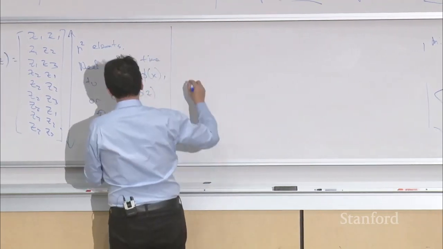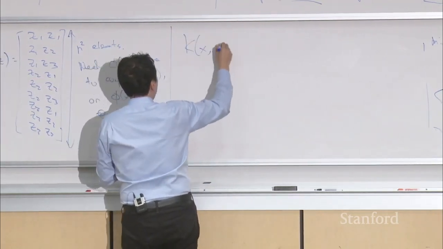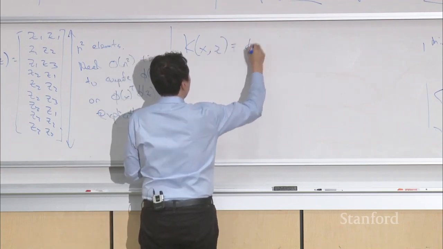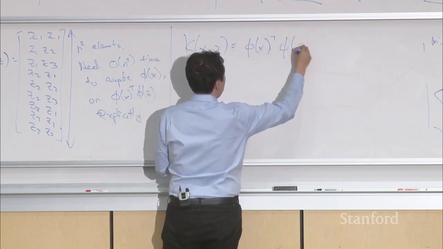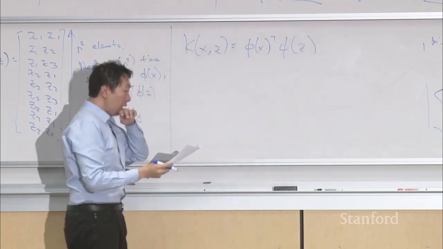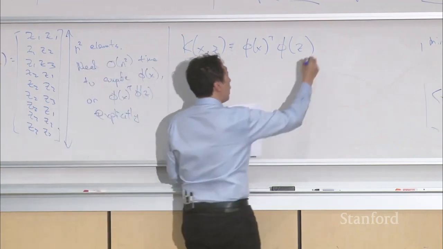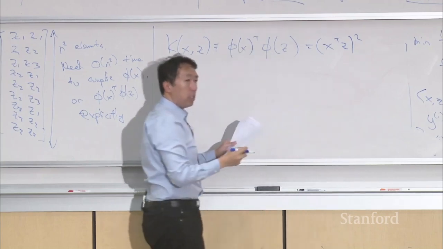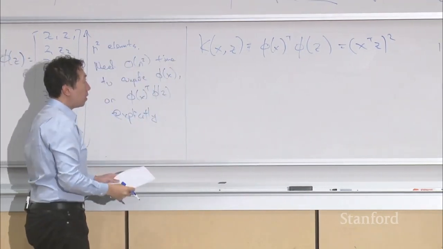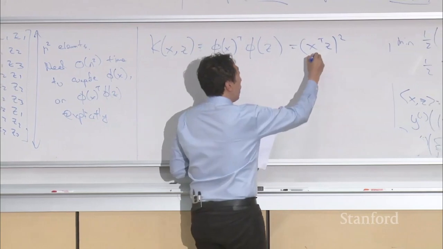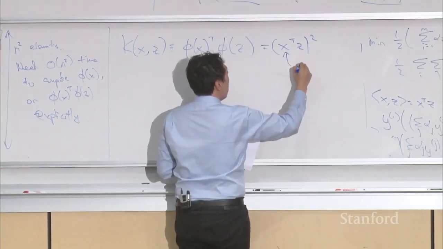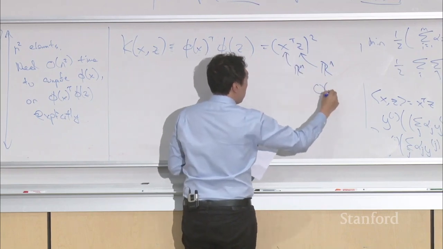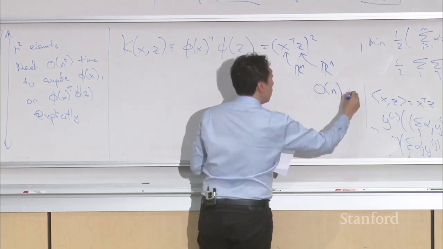But let's see if we can find a better way to do that. So what we want is to write out the kernel of x comma z. So there's phi of x transpose phi of z, right? And what I'm going to prove is that this can be computed as x transpose z squared. And the cool thing is that, remember, x is n-dimensional, z is n-dimensional. So x transpose z squared, this is an order n time computation.